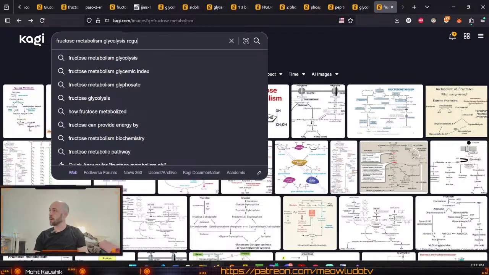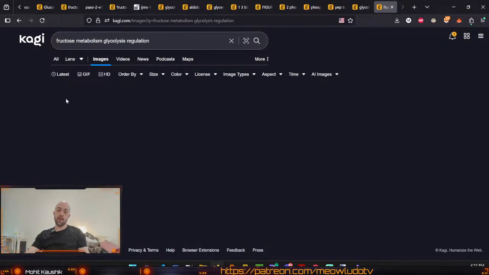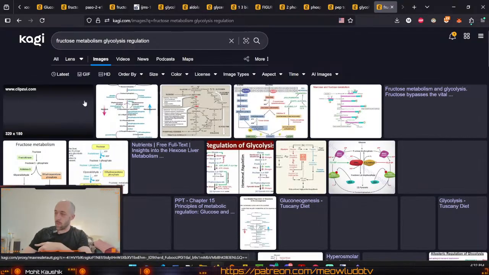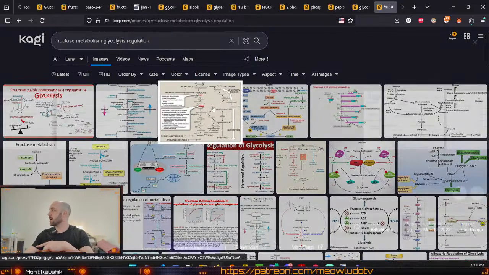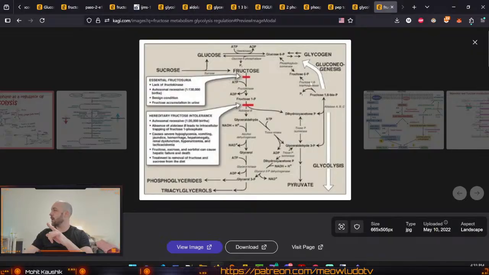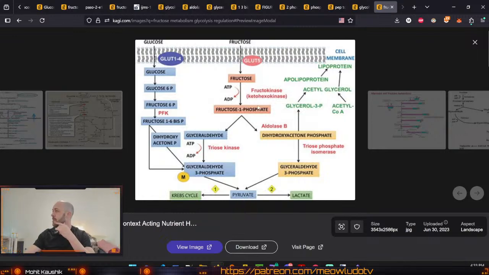Fructose metabolism, glycolysis regulation. Let's have a look here. And this is the final bit, and then we'll end for the day. Okay. Here we go. This will show you where it enters it. Let's have a look. Glucose enters here. So it enters in a slightly different way. I'm trying to find the one that will show you this the best. Glucose. Okay, yes. It goes down a different pathway, but it enters at the same bit as the aldolase.